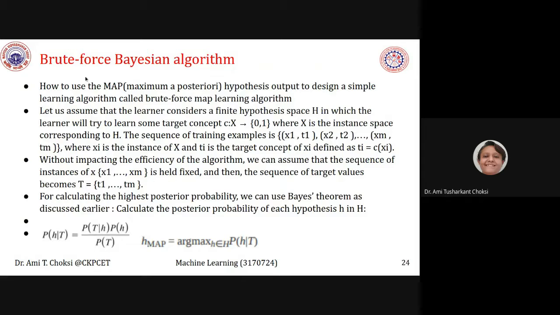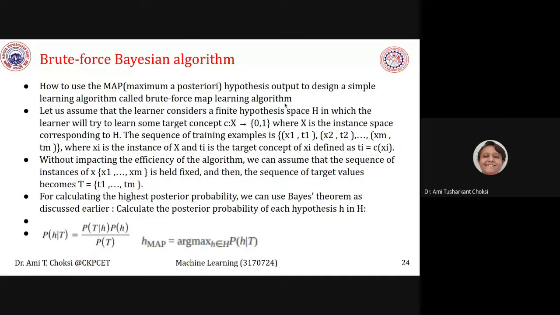Let us see what is there in the brute force Bayesian algorithm. Say, how to use the MAP? What is MAP? It is maximum a posteriori. So how to use the MAP hypothesis output to design a simple learning algorithm, that is the brute force MAP learning algorithm.